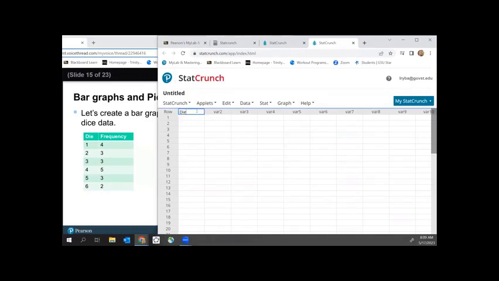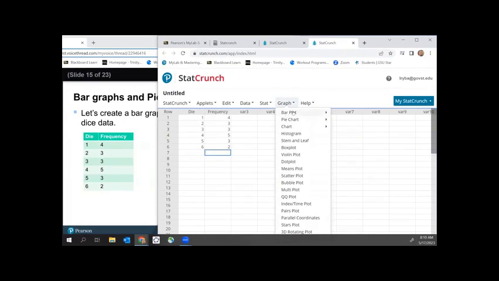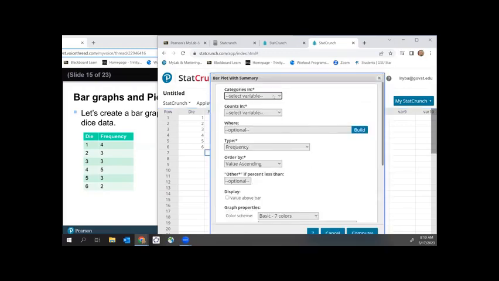So I have die is 1, 2, 3, 4, 5, 6. And then I have frequency is 4, 3, 3, 5, 3, 2. And we are ready to make our graph. So what I'm going to do is I'm going to go to graph, and we're going to start with a bar graph. So I'm going to hit bar plot, and we have a summary of data. Anytime you have the frequency table, that's considered a summary. So your categories are the die, the counts is the frequency.